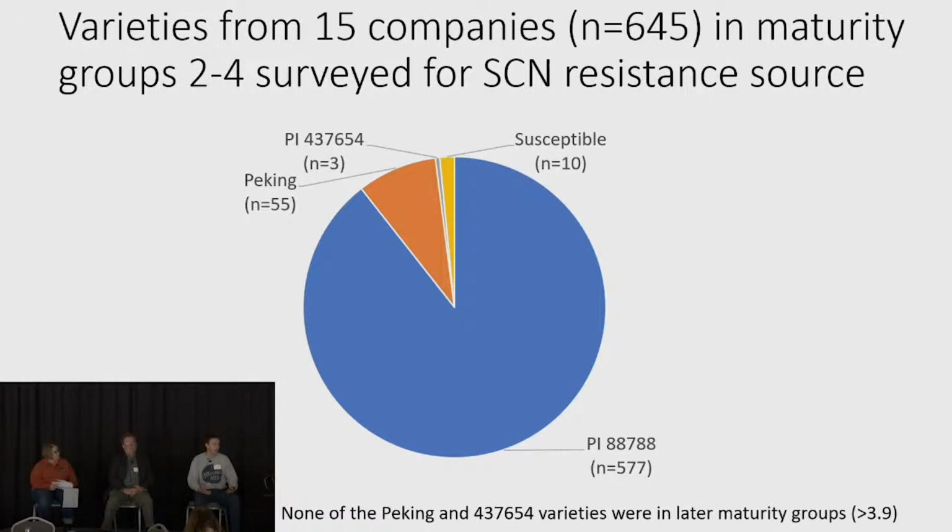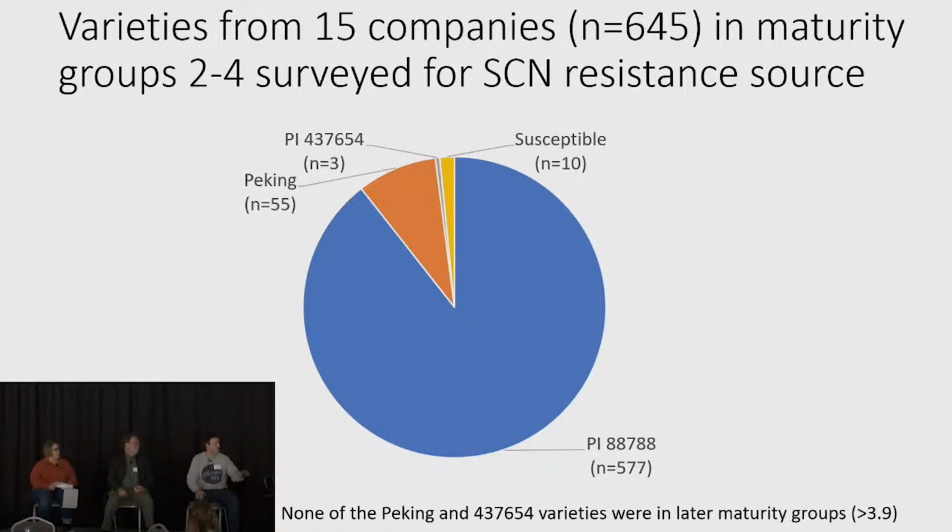So there are Peking forms of resistance, which is a different form of resistance, and again, Matt will talk more about that. Surprisingly to me, there were some susceptible varieties out there still on the market, which is unexpected. And really, there's very few, only 3 varieties outside of 88788 or Peking that were resistant. And actually, I believe, Eliana, those came from the Baird seeds. And I believe they were non-GMO varieties.